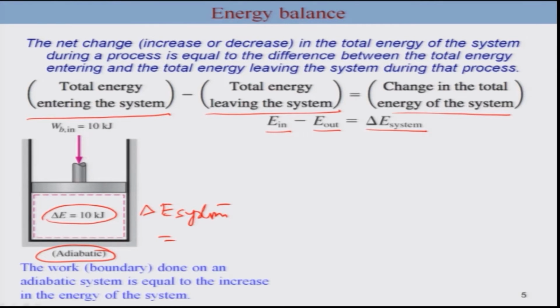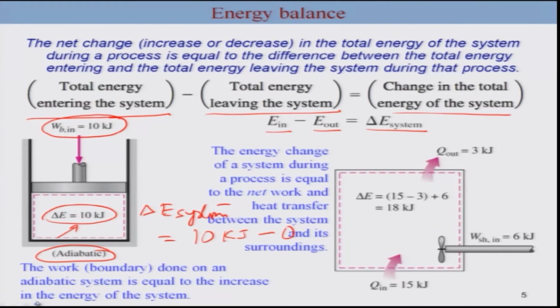There is a piston which is moving, the boundary is movable. So there is a boundary work which is done, equal to 10 kilojoules. So E in is 10 kilojoules minus E out; there is no E out, so E out is 0. So delta E system should be equal to 10 kilojoules, and that is what it is. You are simply applying energy balance based on this expression. You can do the same thing now in a little more complicated case, where the work is also included.